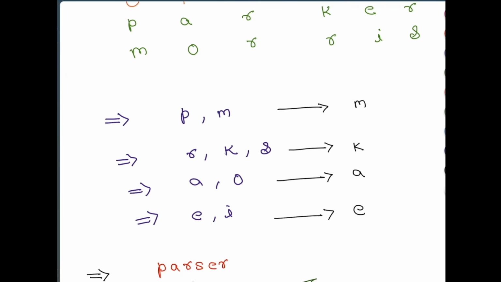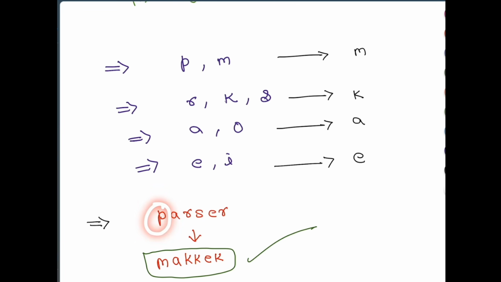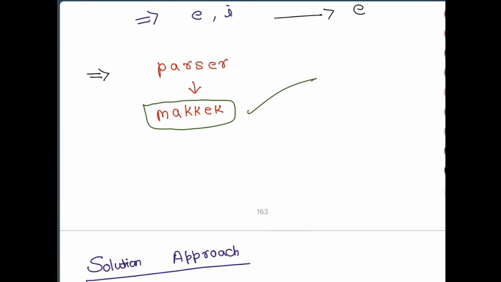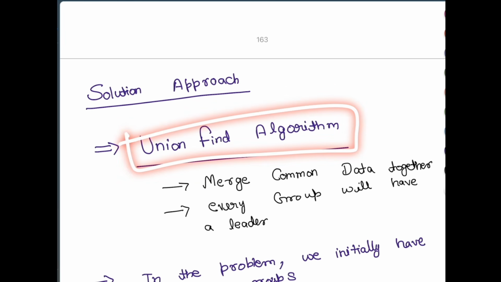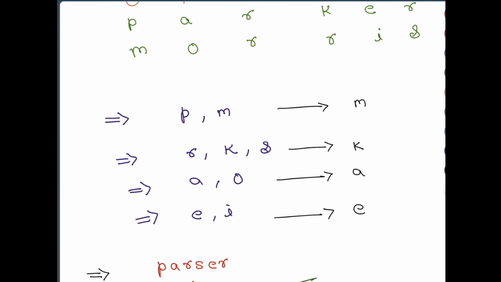So we need to focus on creating this group in such a way that for each character, I can find out which group this particular character belongs to, or what's the converted character of this character, right? If I am able to find that out in an optimal way, then this is going to be good, right? So we need to do two tasks. We need to make groups and we need to find out who is the leader or who is the output of that group, right? And this is exactly what this particular union find algorithm does. It can merge common data together, and for every group it will have a leader, and that's something we need to do.